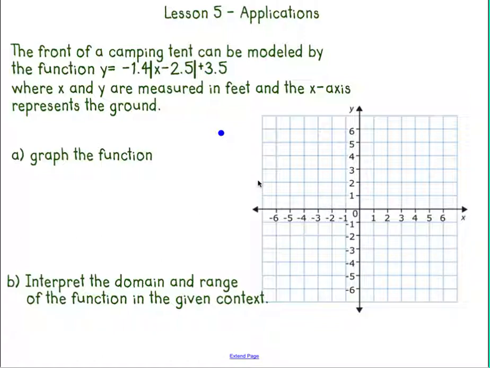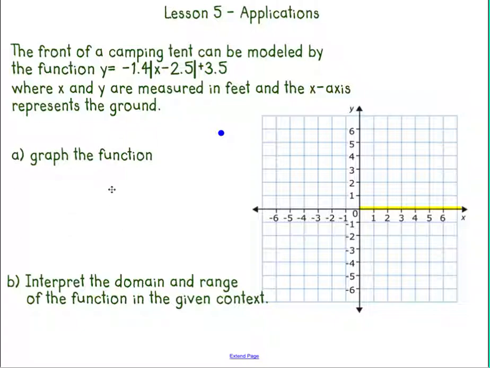So you're looking at modeling the front of a camping tent, and this is the function that you've been given. Your x and y are measured in feet, and the x-axis represents the ground. So this axis right here is your ground. We really only care about whatever's in this first quadrant right here.